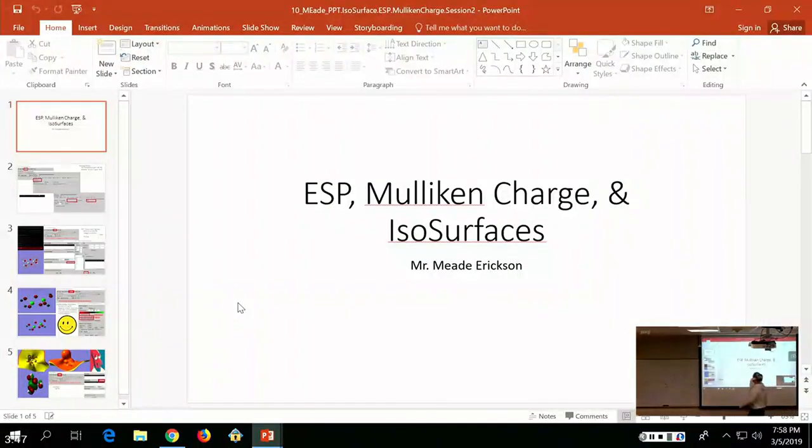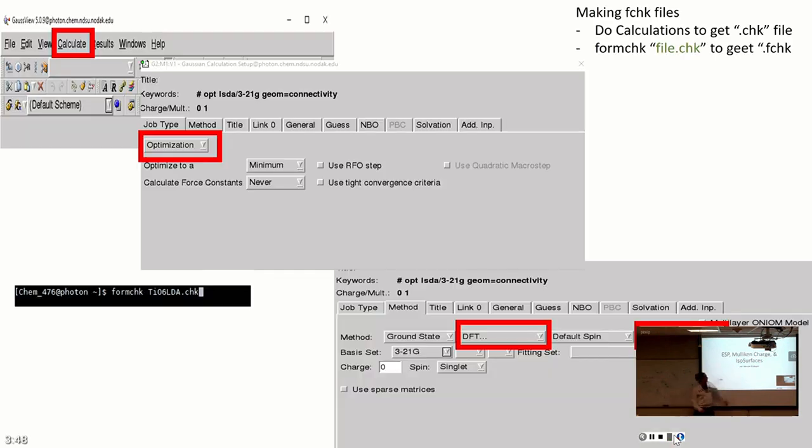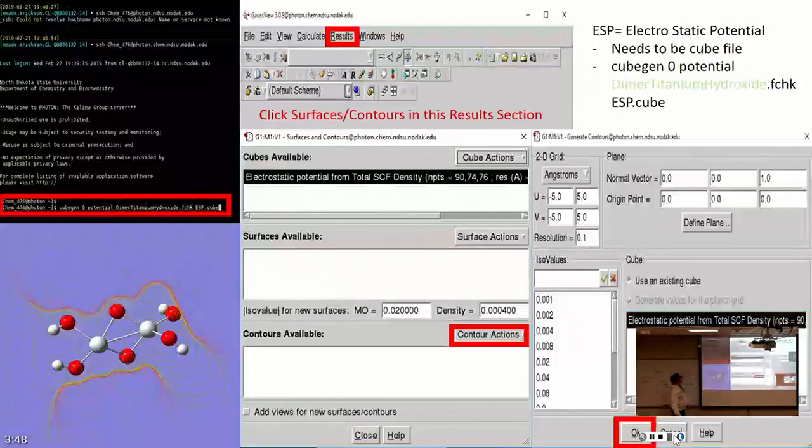Well, luckily it's pretty quick. A lot of the information that people have provided today helps set up where I'm at. So electrostatic potential, Mulliken charge, and isosurfaces. Just the earlier comment that David had just said, form check files. Earlier, I believe Anas had gone over how to calculate and optimize. And in my case, I did DFT and then LSDA. You guys should be able to see it on your sheet of paper.